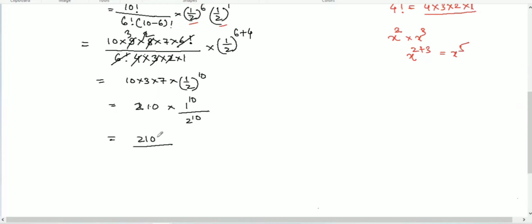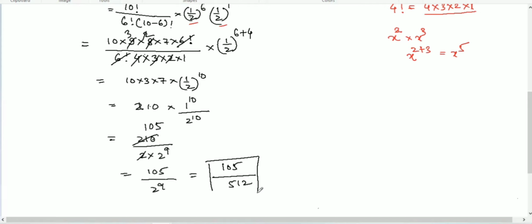Multiplying by 1 gives the same value, and 2 to the power 10 we can write as 2 multiplied by 2 to the power 9, because we can cancel it out by 2. So 210 over 2 becomes 105. The answer will be 105 over 2 to the power 9, and 2 to the power 9 is 512. If you want, you can write the answer in decimal form or percent form. This is the answer for getting exactly 6 heads by tossing the coin 10 times.